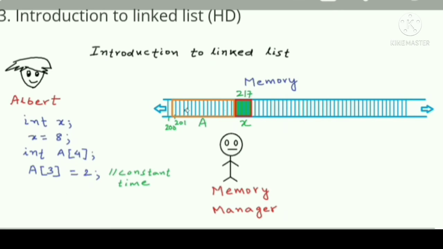Now let's say Albert uses this array of 4 integers to store his list. So I'll fill in some values here at these positions. Let's say this is 8, this is 2, this is 6, this is 5, this is 4. Now Albert at some point feels that, okay, I need to have one more element in this list. Now he has declared an array of size 4 and he wants to add a 5th element in the array.